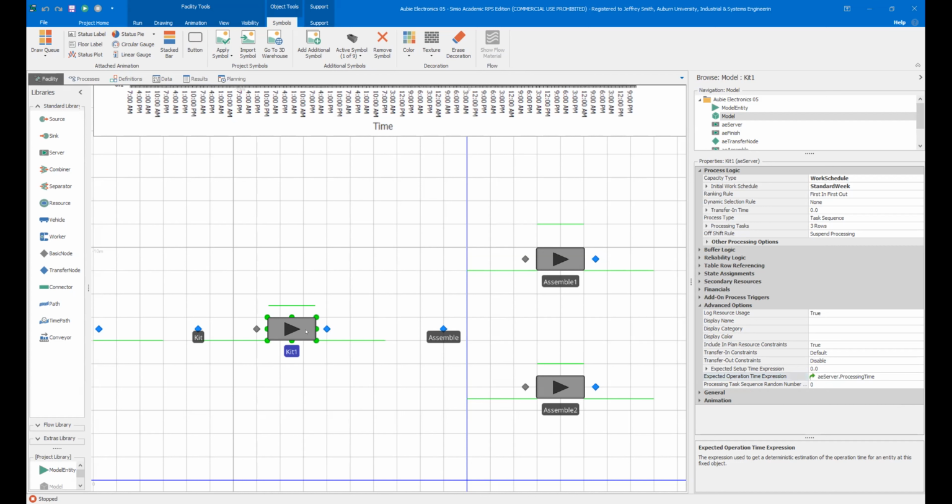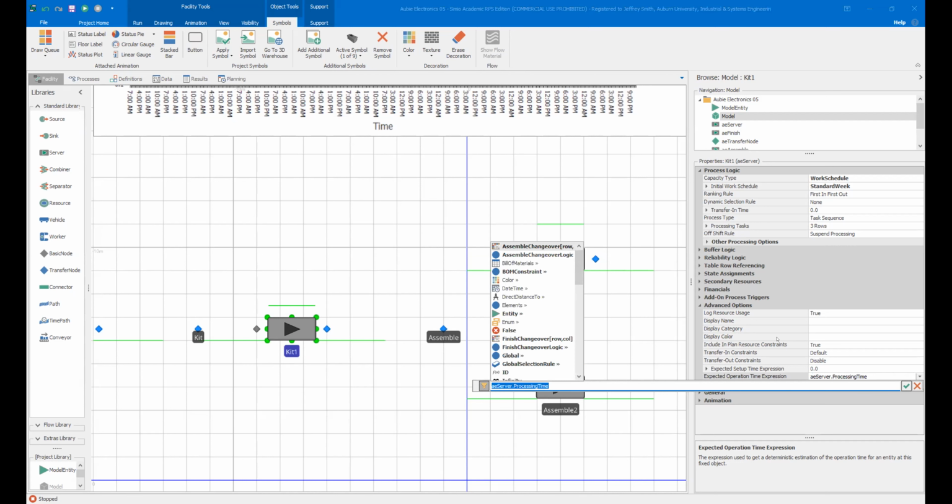The problem here is that our servers in this model don't have standard times, right? They use task sequences. So the question that Eliana asked was, well, does this expression take into consideration the task? And the answer is no. This expression only gives you the processing time. And so since we don't have a processing time, this expression is going to be 0. So if you want to use shortest processing time or longest processing time or any of those, you're going to have to go in here and build the expression to compute the time.